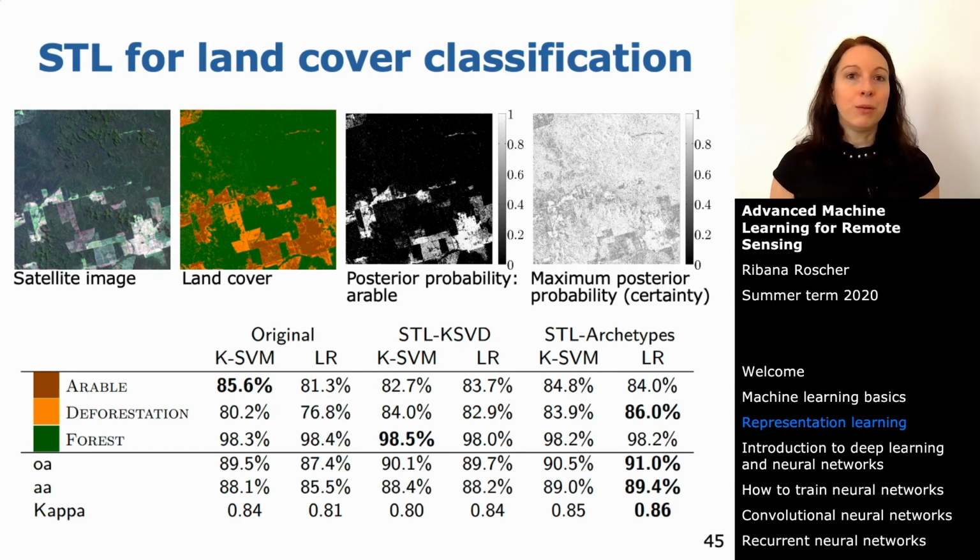Self-taught learning can also be combined with K-SVD. That means you start with an initialization of the dictionary with unlabeled data points, and then you update the dictionary with K-SVD. But you can also use the archetypes as I described before. What you can see is that the best result was obtained by using the self-taught learning approach with the archetypal dictionaries. That means just smartly chosen unlabeled data points for the dictionary, and logistic regression.